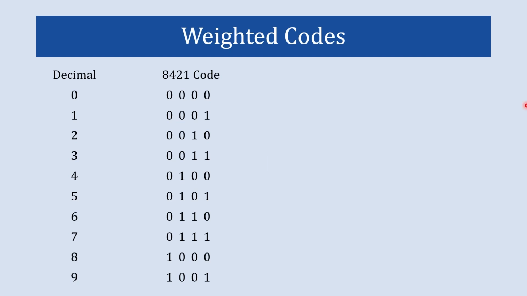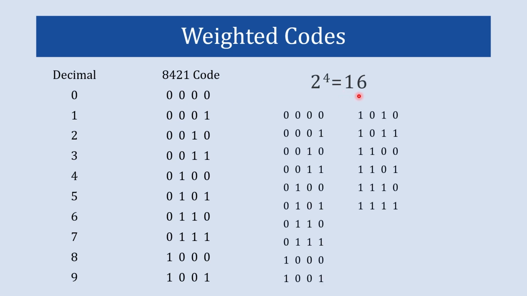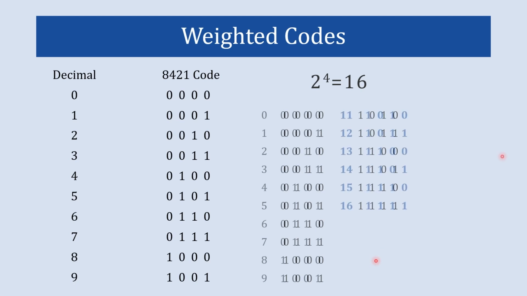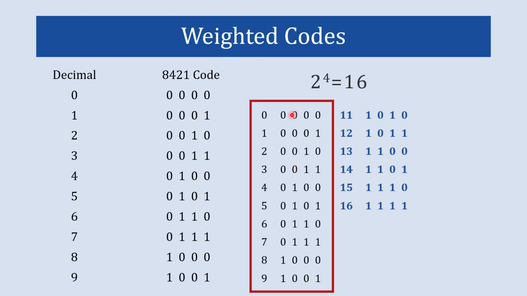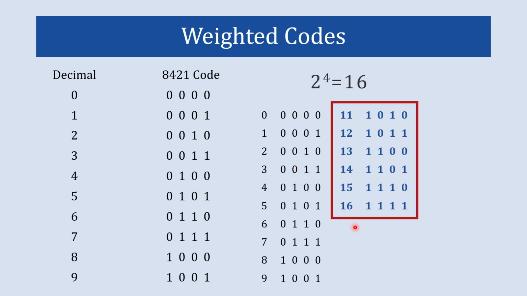Here we have seen 10 combinations of binary numbers assigned to the decimal digits 0 to 9. But there is an interesting thing. We have a 4-bit binary number, so 2 raised to 4 makes 16. So we have 16 possible combinations of BCD code, but out of 16 we have assigned only 10 of them. So what about the other combinations? These combinations are called invalid or don't care combinations.